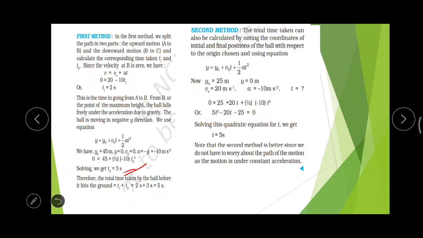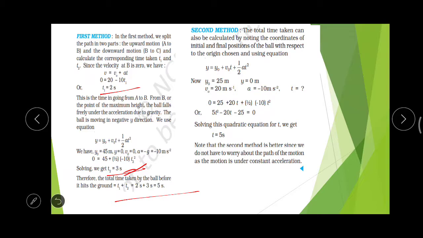Now the time required for the upward motion and the time required for the downward motion, both are there. Now we have to add up both the times, that means the entire time for the travel of the ball. So you will obtain the value as t1 plus t2, that is 2 seconds plus 3 seconds, that is 5 seconds.